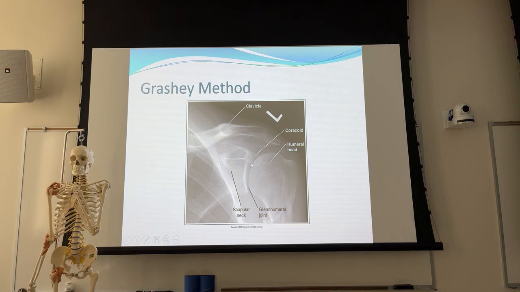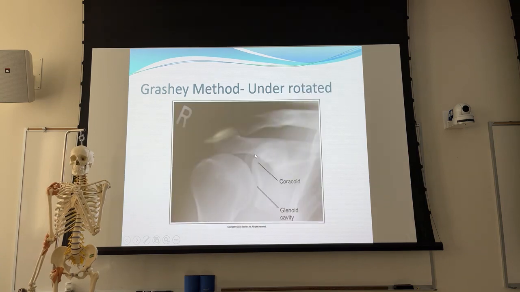Not a whole lot to it. So we've got under rotation here. We've got barely any superimposition, if any, between the coracoid and the humeral head. Our glenoid cavity, glenohumeral joint space is completely closed. You can't see any separation between the scapula and the humeral head. So we're completely closed. That's the first thing we'll look at, and then we look at the coracoid process.